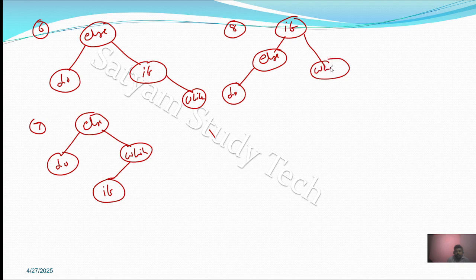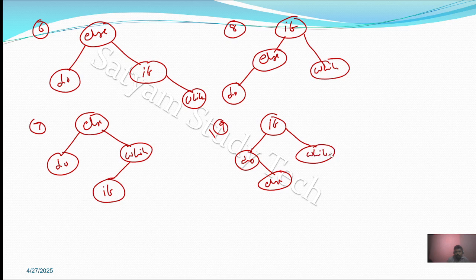Like here, I consider if as the root node. Here it is else, and left of the else is do, here it is while. So the ninth diagram is: if is the root node, here it is do, right of the do is else, here it is while. So these are the diagrams.